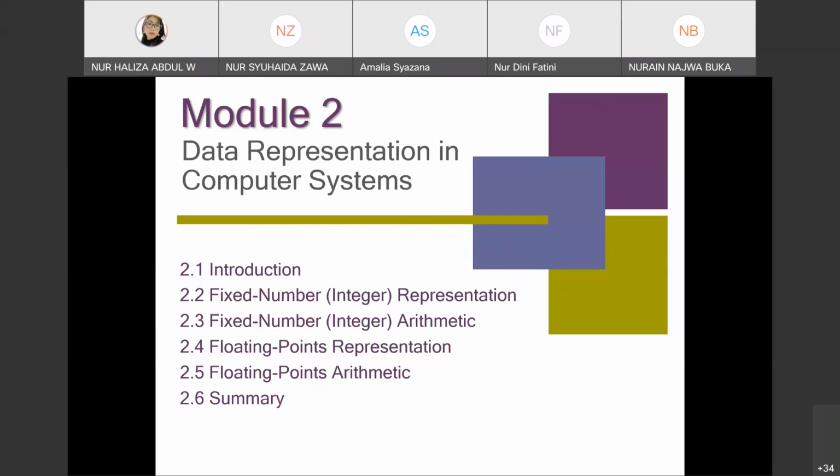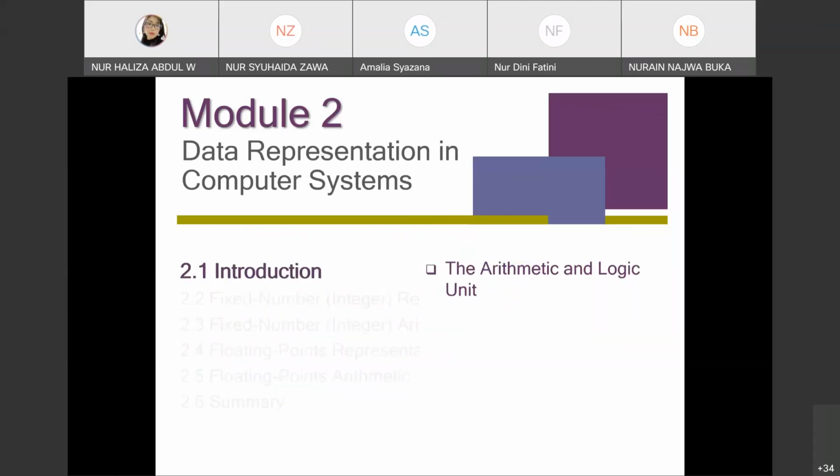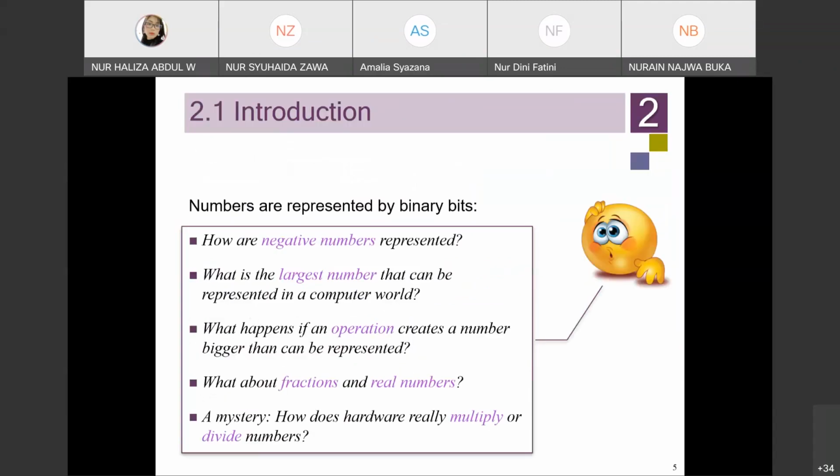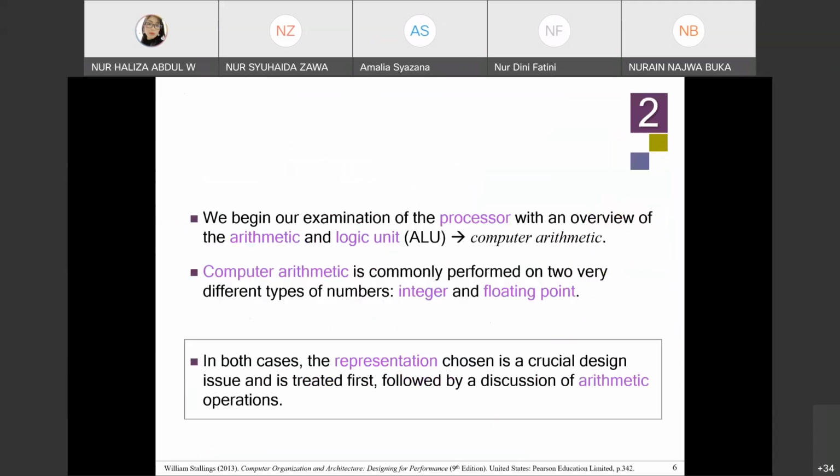Okay, please enable your webcam so I can see your face. Now, under our introduction 2.1, in terms of arithmetic and logic unit, this one, just a question, no need for me to share with all of you.